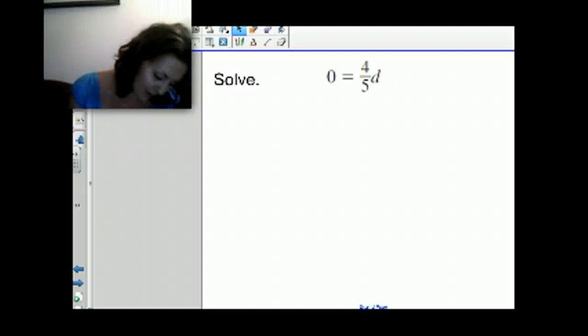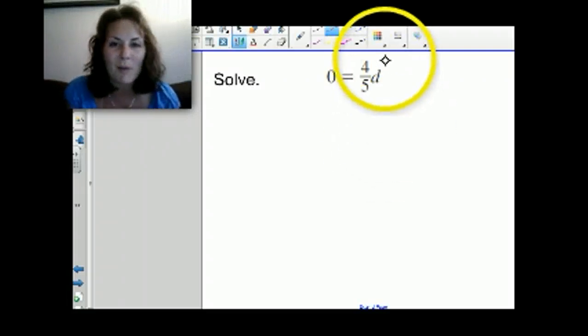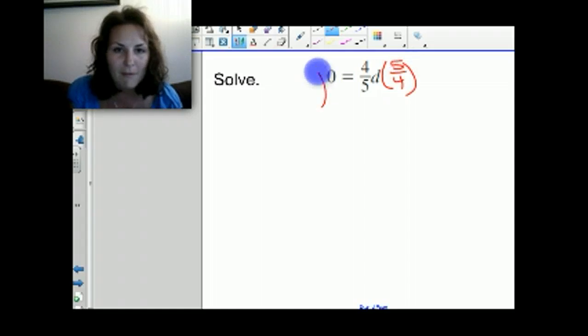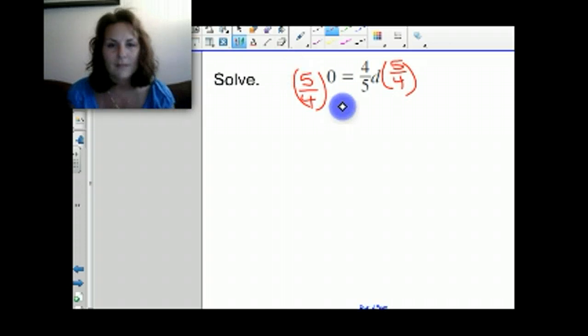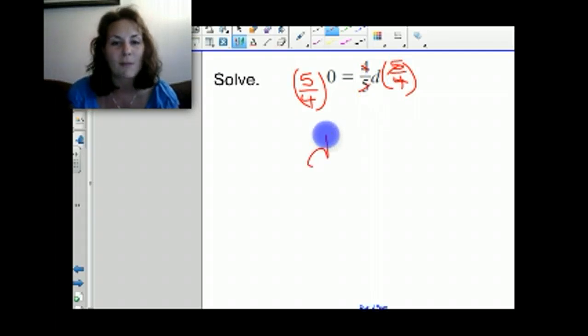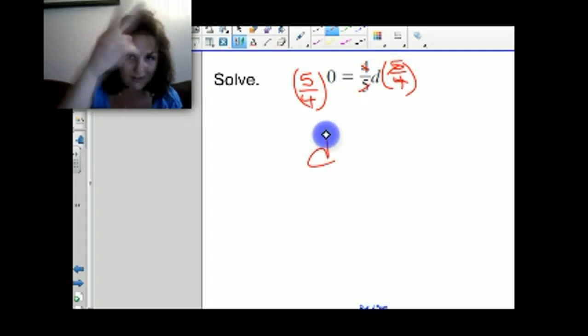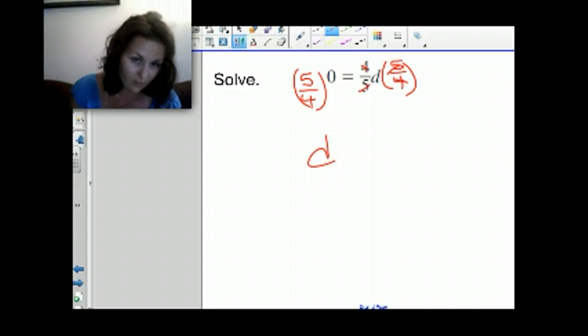0 equals 4/5 times d. Multiply both sides by the reciprocal, 5 over 4. 4/5. The 4's cancel. The 5's cancel. You're left with just d, which I'm going to flip. You can take an equation and you can flip the equal sides.